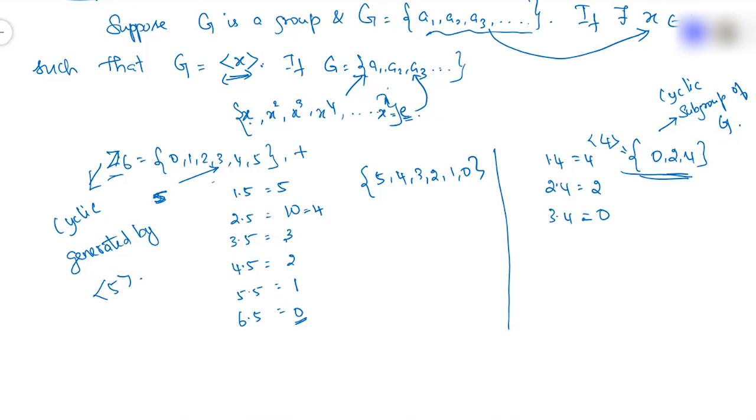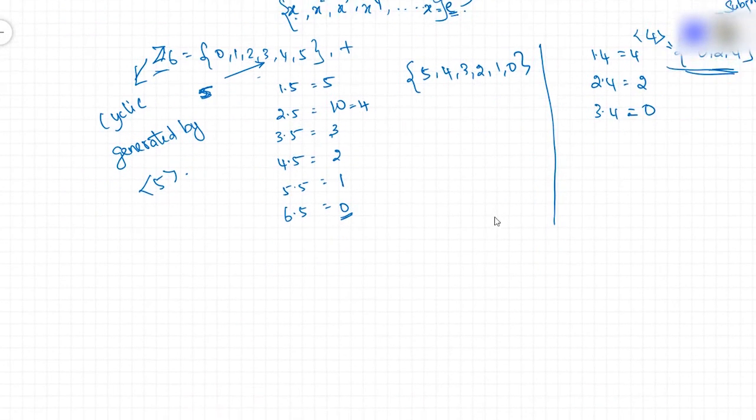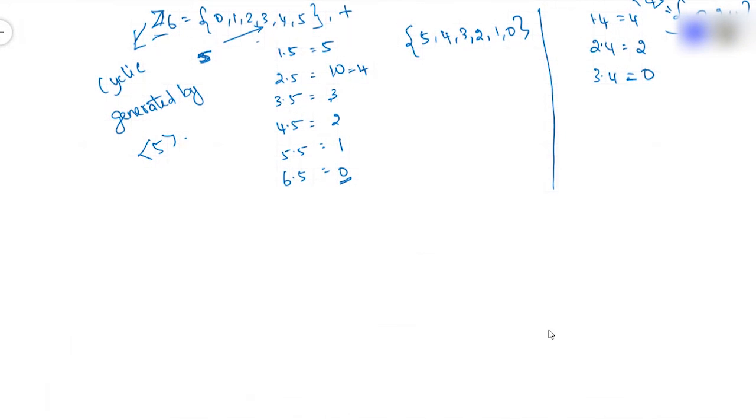Okay, though it does not give the entire group, it just gives some subgroup of it. So you can say it is a cyclic subgroup of G. Naturally a question may occur: can a group have more than one generator? Yes, we can have more than one generator. It need not have a unique generator.